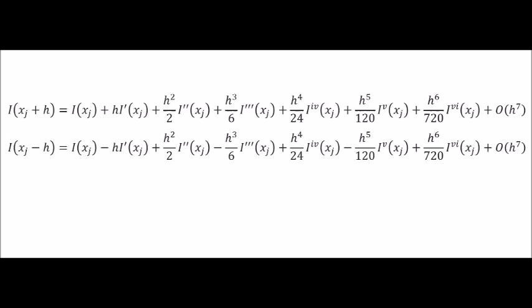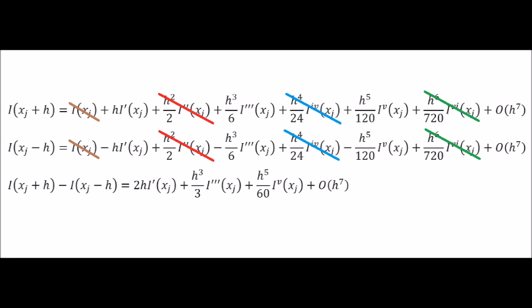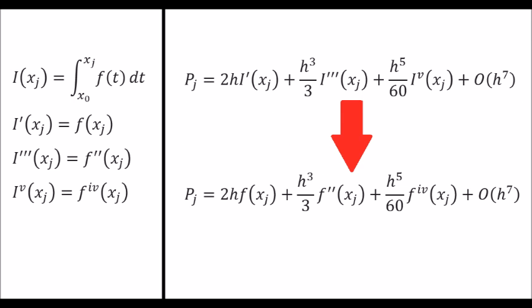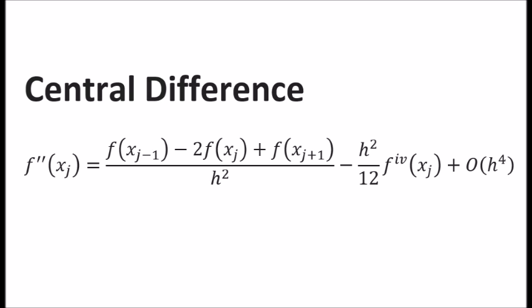Notice the alternating positive and negative signs in the second row. If I subtract one from the other, notice which terms cancel out and which ones double. The final result is displayed in the third line. As we did when deriving the trapezoid rule, we now replace I's with f's. F double prime can be replaced by a central difference representation.